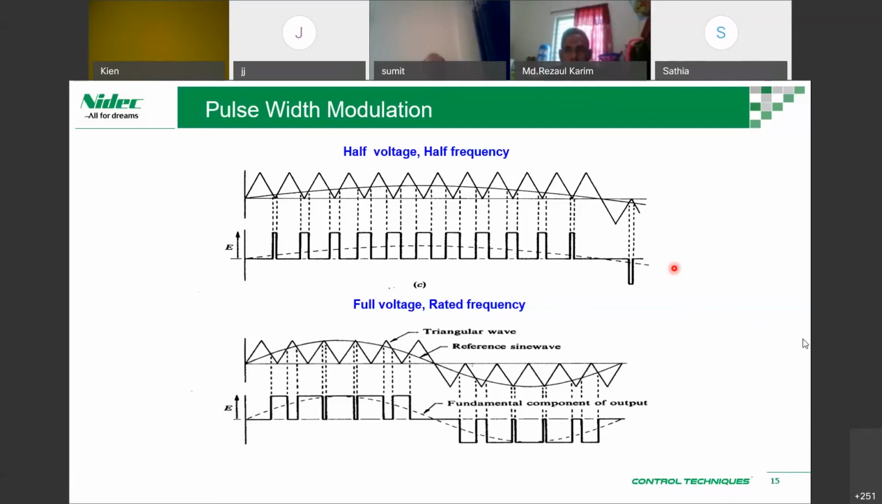So for any VFD in general, what is the minimum frequency it can run? Okay, it also depends. So we are talking about open loop drives now.